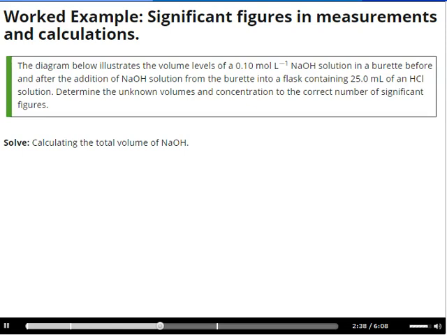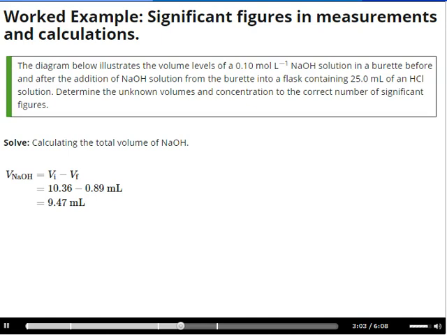Now that we have measured the initial and final volumes in the burette, we can calculate the total volume of sodium hydroxide used in this experiment. To do this, we take the difference between the volumes before and after dispensing the sodium hydroxide from the burette. Subtracting 0.89 from 10.36 gives 9.47 milliliters.